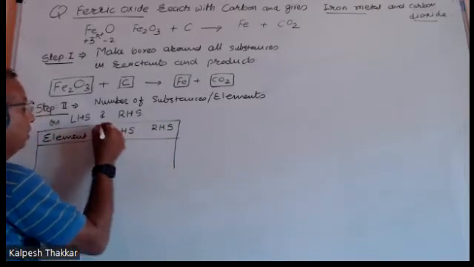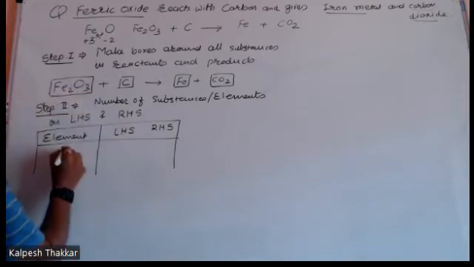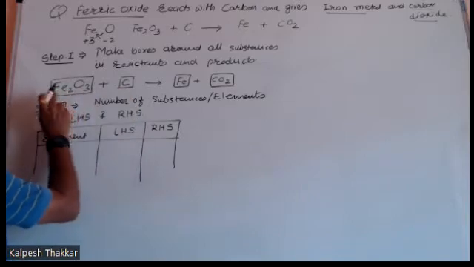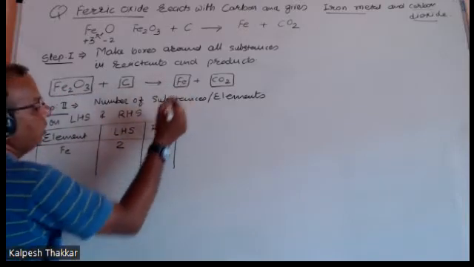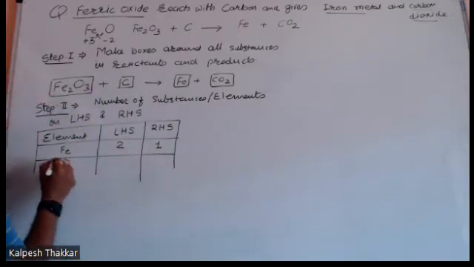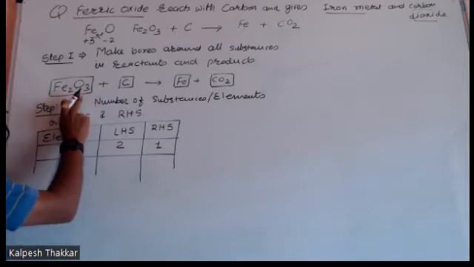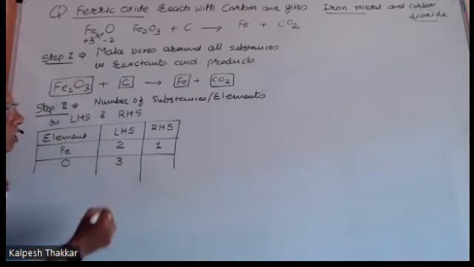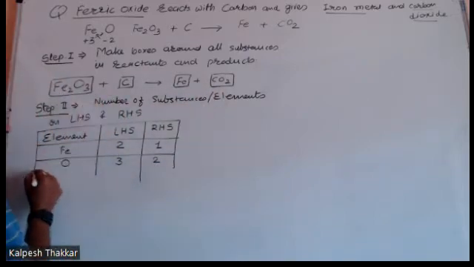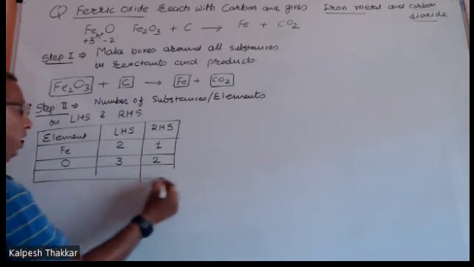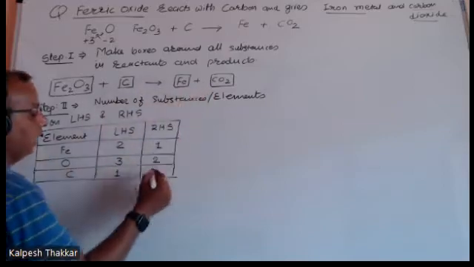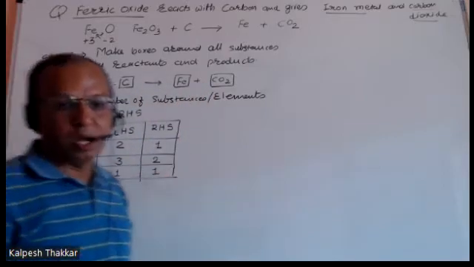You can see the first element is Fe. How many Fe are present? On the left side it is 2. On the right side it is only 1. The second element is oxygen, friends. You can see here 3 oxygen atoms, so LHS has 3 oxygen. On RHS, friends, it is 2. Now the third element, friends, is carbon. You can see carbon is 1 on the left side, and 1 on the right side also. So this is your step number 2.